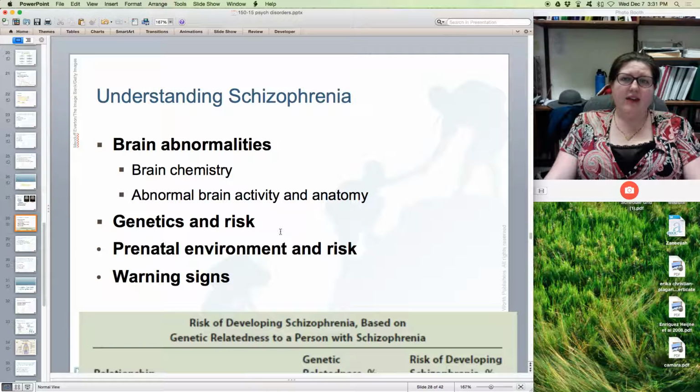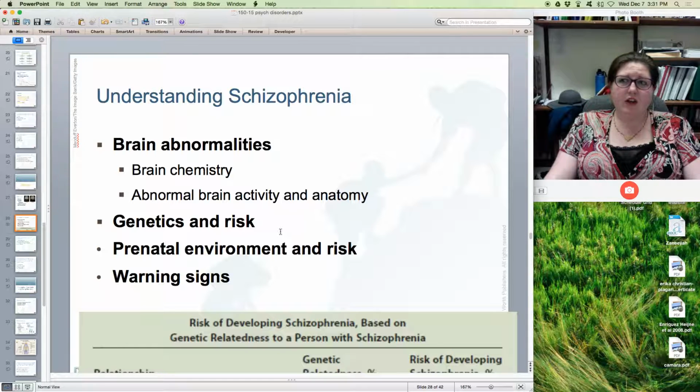So having an adopted parent with schizophrenia, for example, would not raise your risk of schizophrenia, only having a biological parent. We also know that it's not just one gene, it's a lot of genes, and we're not sure exactly how those genes work together. But we know that whether they are expressed depends a lot on what you experience.